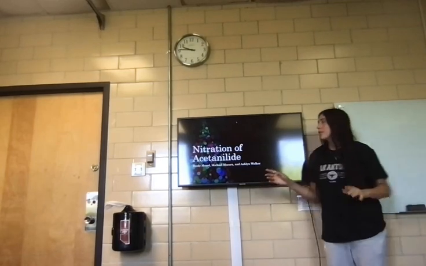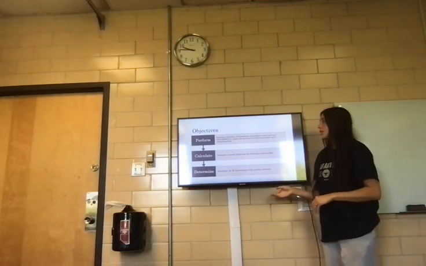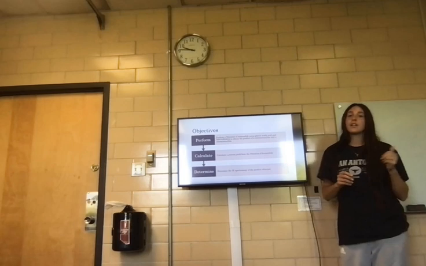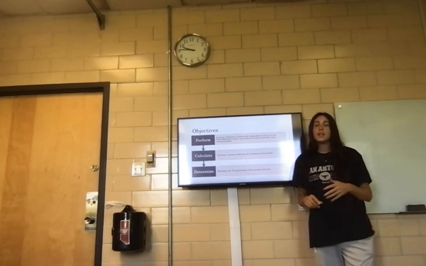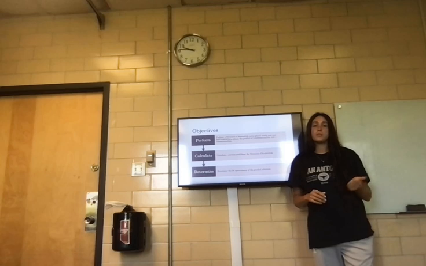We are presenting on the nitration of acetanilide. The objectives of the experiment are performing a successful nitration of acetanilide using glacial acetic acid with a mixture of nitric acid and sulfuric acid to make para-nitroacetanilide as well as ortho-nitroacetanilide. Our other objectives are to calculate mass and percent yield, and also to determine IR spectroscopy.